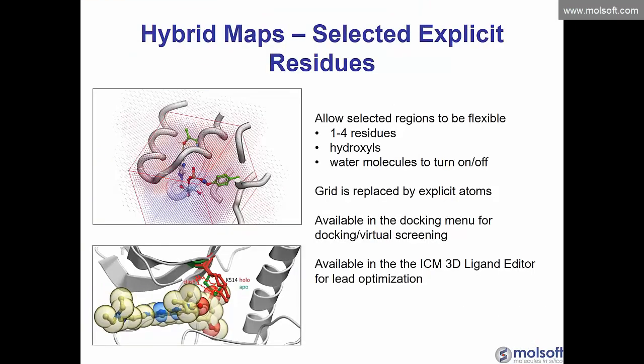Right, so another approach might be, you may not have multiple receptor conformations, you may not be in that position, but you know by looking at the residues that there may be certain residues that may be flexible, or you may want to allow one water molecule to be there and jump and not in certain conformations. So you can allow waters to jump to be present or not by using this approach called hybrid maps.